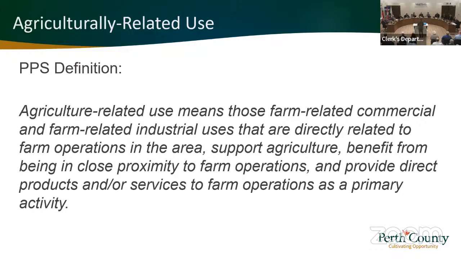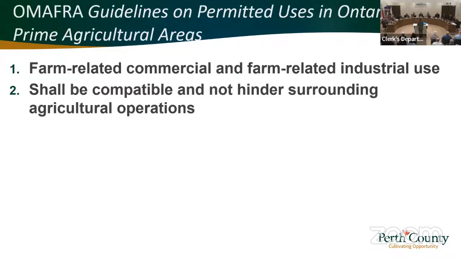So if we continue through the slides, the OMAFRA guidelines on permitted use in Ontario's prime agricultural areas offer a number of considerations for evaluating whether or not a use can be considered an agriculturally related use. And so the segue there is to section 5510 in the Perth County official plan. If it is an agricultural related use, then it's considered by section 5510 in the official plan, which is the policy I just referred to. So the first consideration, is it a farm related commercial and farm related industrial use, is the first question.